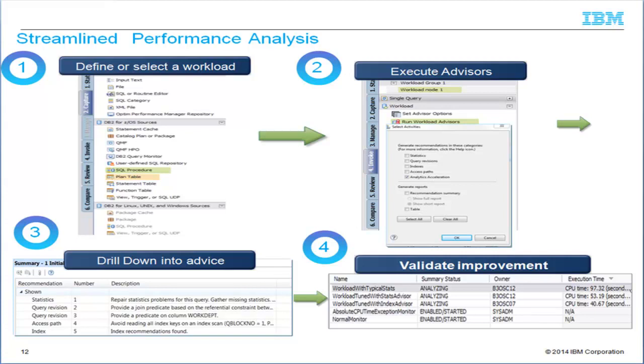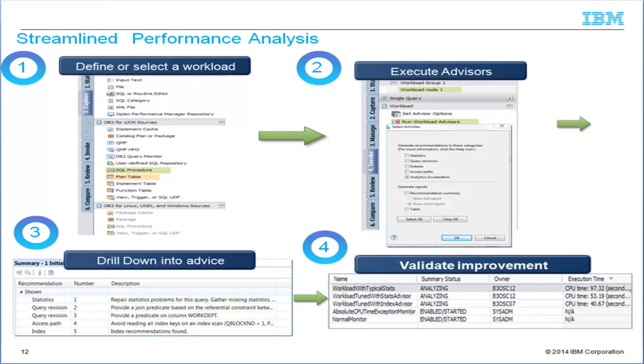When I ran it through the workload advisor for statistics, it gave me advice on what statistics I needed to capture, and it also gives you all the RUNSTATS control statements. So you don't need to worry about understanding the rocket science behind collecting your statistics. It'll give you all the RUNSTATS control statements. I ran those RUNSTATS control statements, and with the workload tuned with the stats advisor, the CPU time dropped to 53.19 seconds.